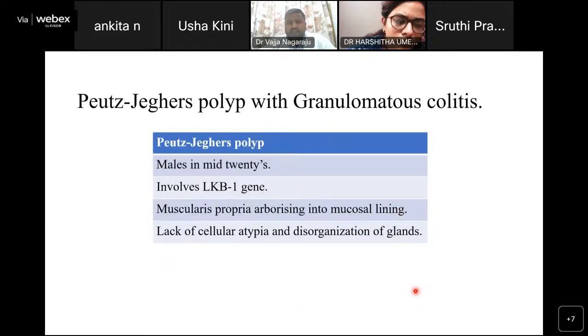Why did I think of Peutz-Jeghers polyp with granulomatous colitis? Here it most commonly involves males in their mid-20s, and the gene is LKB1. Here the muscularis propria is arborizing into the mucosal lining, where there is a loss of submucosa. But in the mucosal glands there is no cellular atypia, and the glands are arranged in a disorganized manner, seen in the scanner view and also in high power.